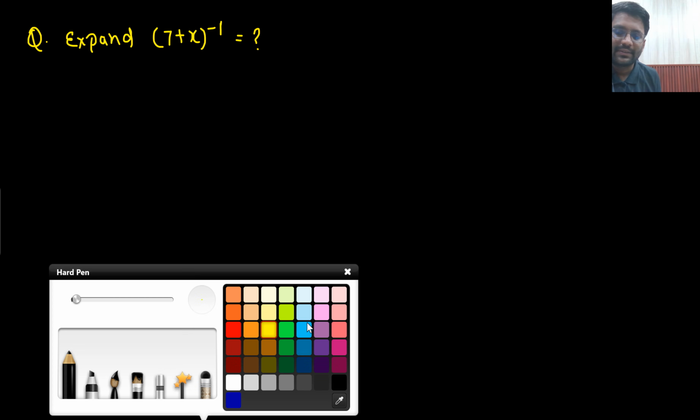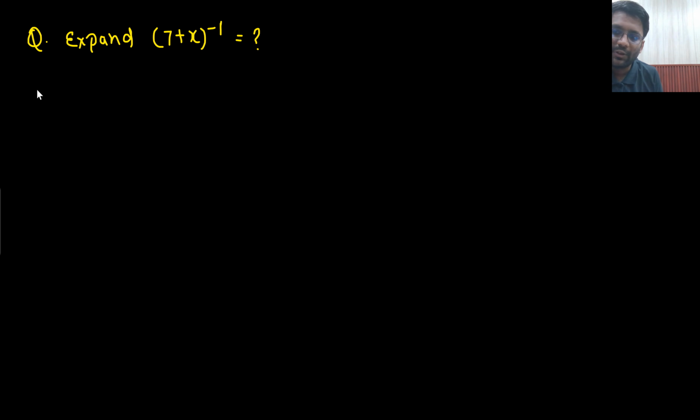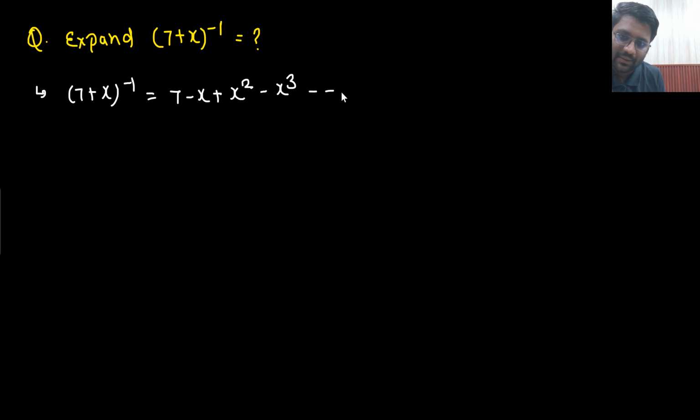Expand 7 plus x to the power minus 1. How will you expand? Sir, you have told the technique that this minus 1 comes inside. So, sir, 7 minus x, then plus-minus is followed, plus x square, plus x cube and so on.